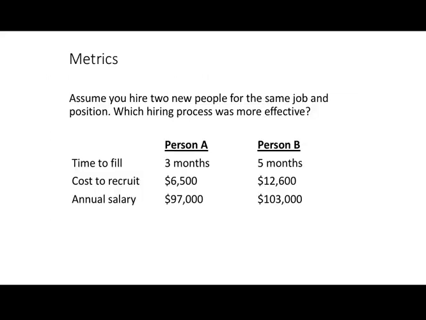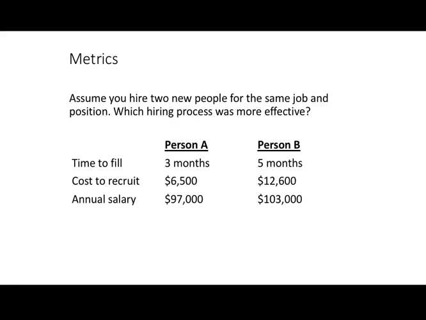We've talked about metrics in Management 430. We continue to talk about metrics in 431. And here's an example of some key recruiting metrics: time to fill, cost to recruit, and annual salary. So we look at applicant A. You have 2 new people for the same job in the position. Which hiring process was the most effective?